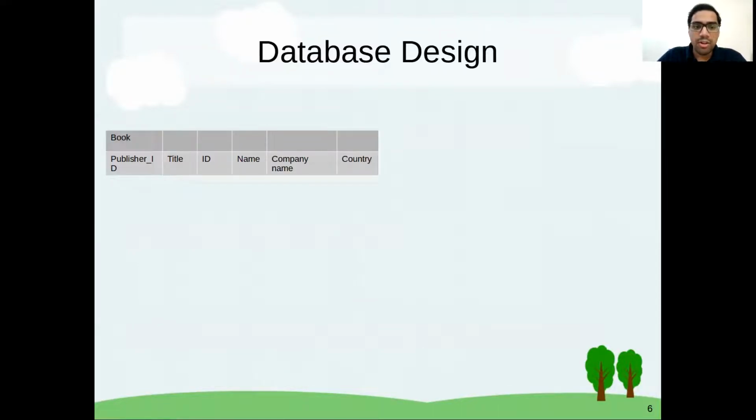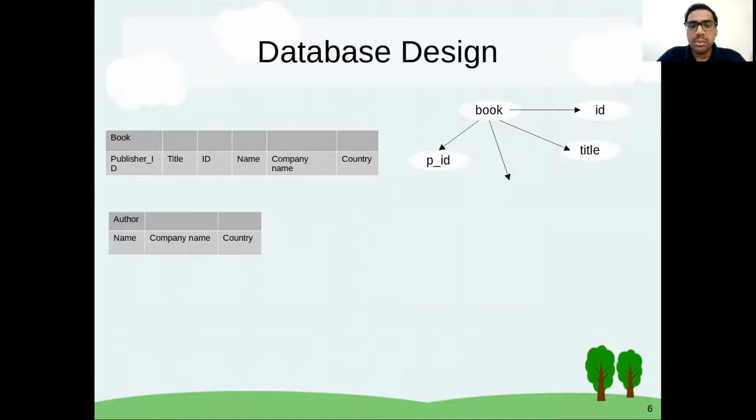How are we going to do this? Let's take our book table. We have these 6 attributes in the book. So we'll enter a book root node and we can put its attributes. But before we enter name, company name, and country, we remember that name, company name, and country are also in another table called the author. So we can represent it as such. We can add an author and then its attributes.